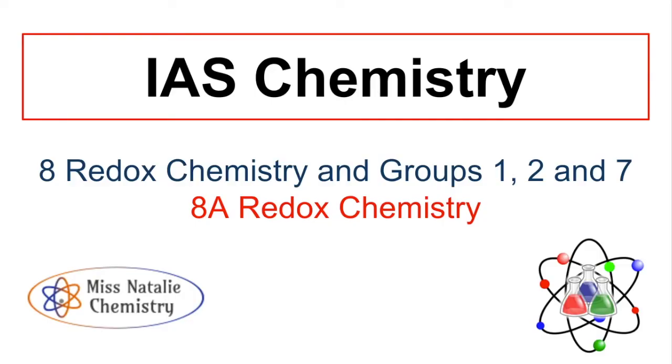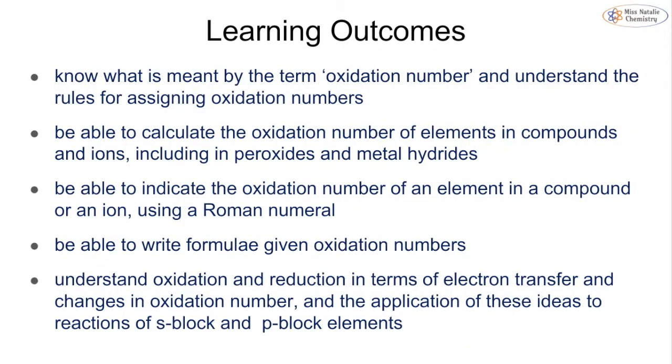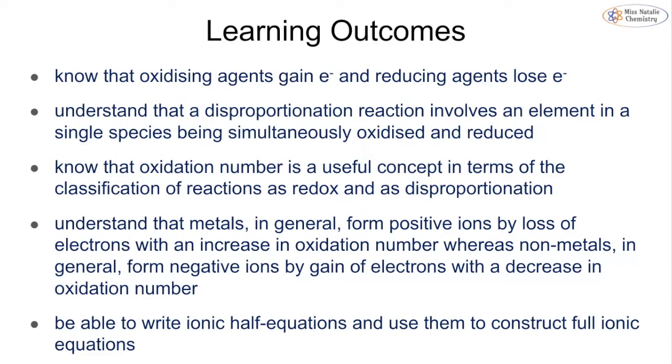In this video, we're going to be looking at topic 8A, Redox Chemistry, as part of the IAS Chemistry Unit 2 from Edexcel. So in this topic, we're going to be discussing oxidation numbers, how we can calculate these, how we can use the oxidation numbers to tell us the name of a formula, or how we can write the chemical formula. Also, how we use oxidation and reduction in terms of electron transfer, what we mean by oxidation and reduction agents, looking at disproportionation reactions, and being able to write ionic half equations or full ionic equations.